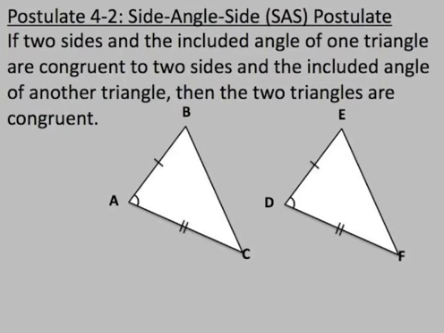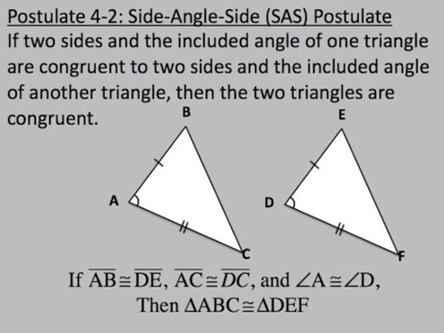Alright, let's take a look at postulate 4.2, the side angle side postulate. It states that if two sides and the included angle of one triangle are congruent to two sides and the included angle of another triangle, then the two triangles are congruent. Now the included angle, you see this side here and this side here, this is the included angle. Same with this triangle. Side and side and the included angle.